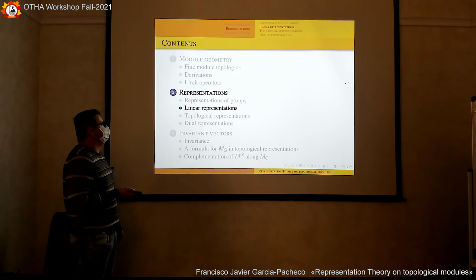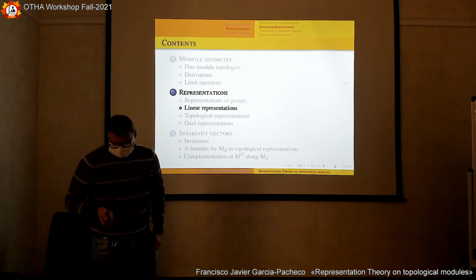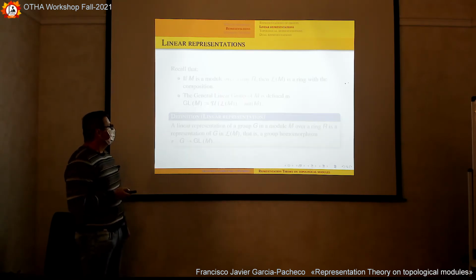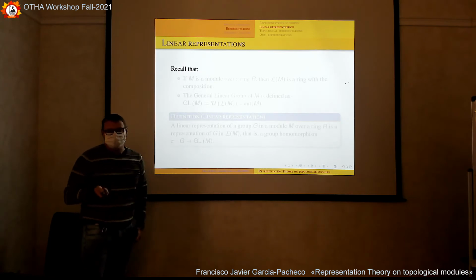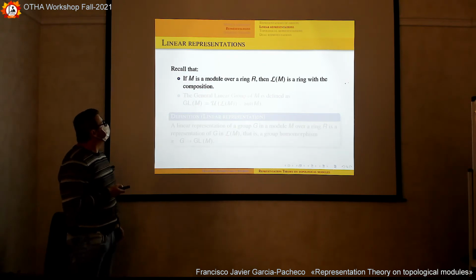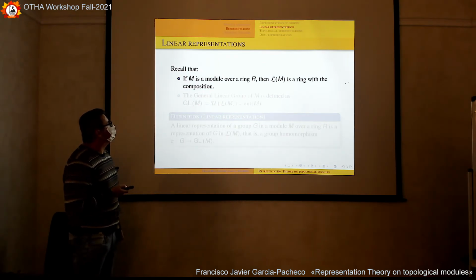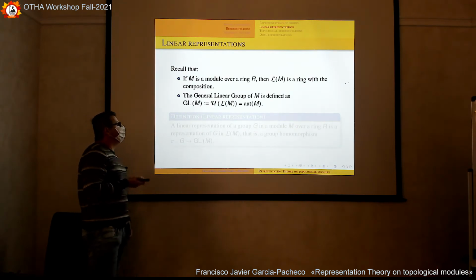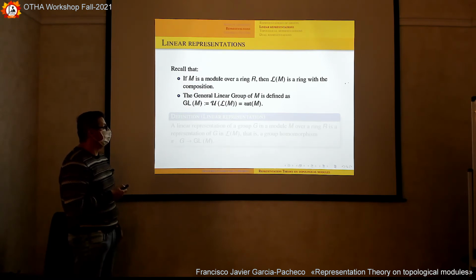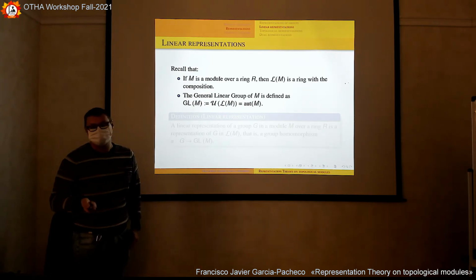Linear representations are the most used representations in operator theory, in analysis, and are particular cases of algebraic representations, which are particular cases of categorical representations. So if M is a module, we recall that L of M is a ring with composition, and the general linear group of M is just the group of invertibles, I mean, the linear isomorphisms, which is also the group of automorphisms of M in the category of modules.